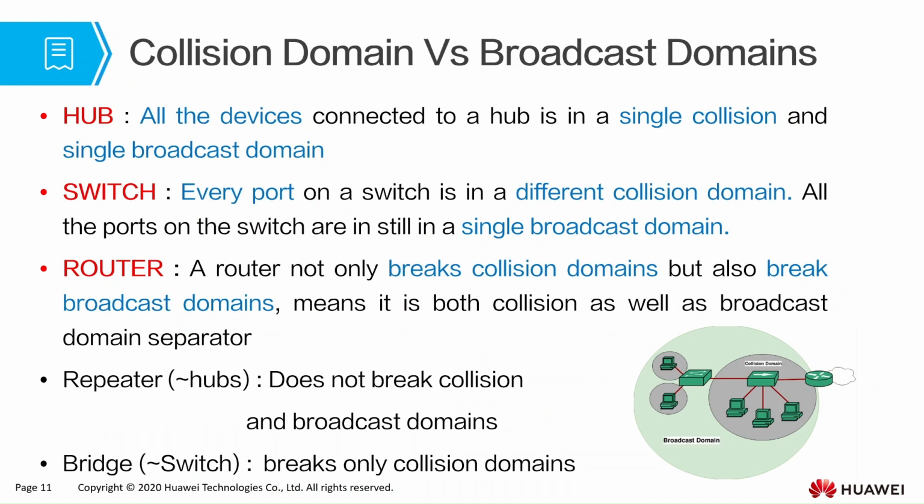Remember, sometimes they use different terminology. Repeater is equivalent to hub, and bridge is equivalent to switch. That means repeaters and hubs cannot break your collision or broadcast domains. But bridges and switches are able to break the collision domain, but not the broadcast domain. For broadcast, you have to use a router, a VLAN, or a layer 3 switch. But most of the time, the switch we refer to here is a layer 2 switch.